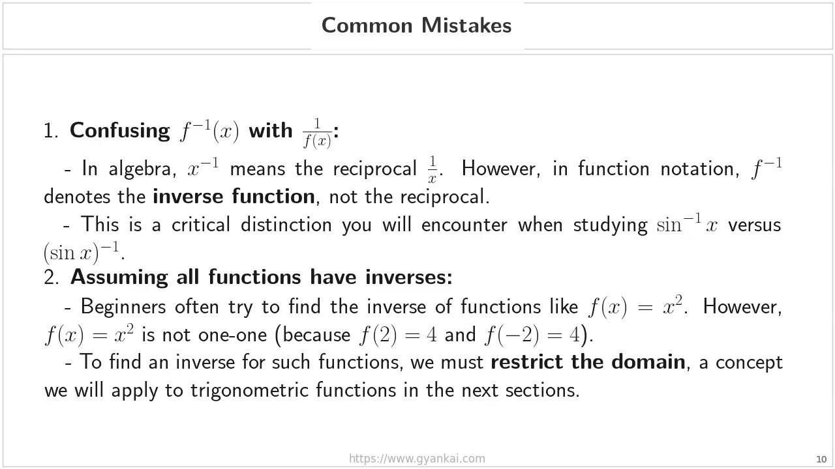The second common mistake is the assumption that every function automatically has an inverse. As we established in the beginning of this lesson, a function must be bijective, meaning it must be both 1-1 and onto to be invertible. For example, consider the function f of x equals x squared. Many students instinctively try to find its inverse, but if we apply the 1-1 test, we see that it fails. This is because both positive 2 squared and negative 2 squared result in the same output, which is 4. Since two different inputs produce the same output, the inverse would be ambiguous.